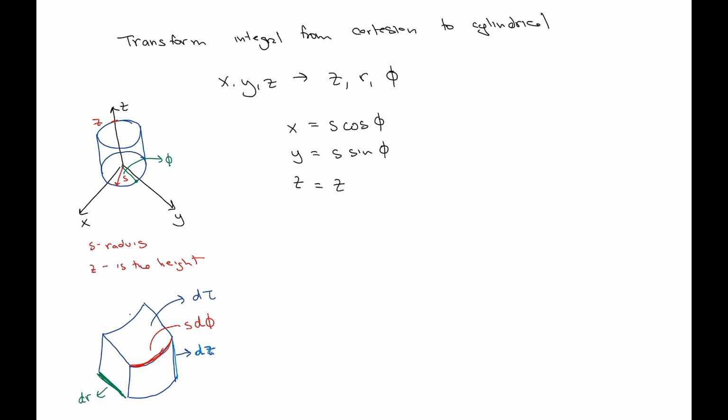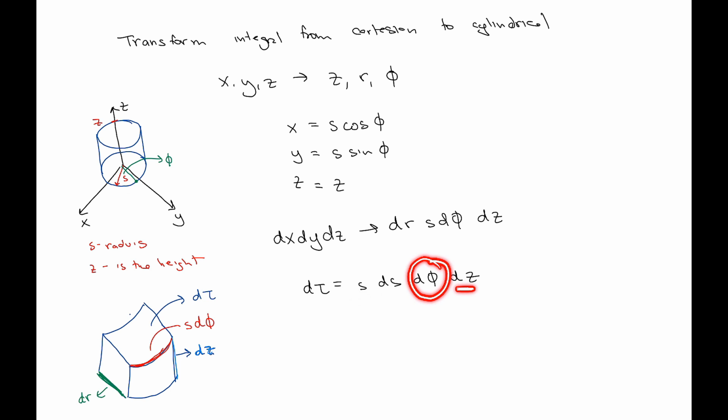So that means that to trace out this little volume, instead of having a dx, dy, dz in my integral, I'm going to have a ds, s d phi, dz. Another way to say that is d tau is equal to s ds d phi dz. And this still has units of meters cubed because this has units of meters, this has units of meters, this has units of meters, and this doesn't really have units at all. It's just radians, which is more like a label.